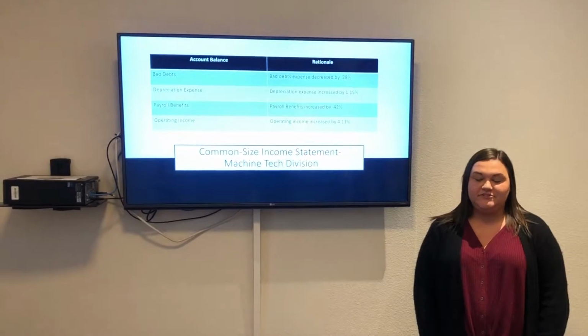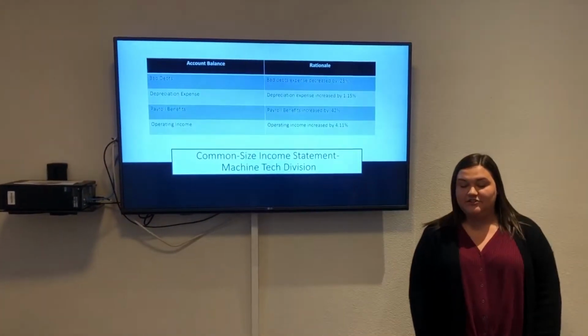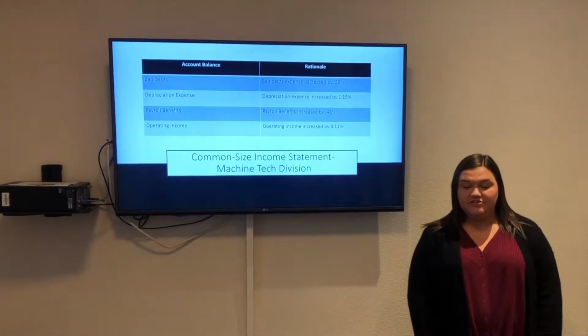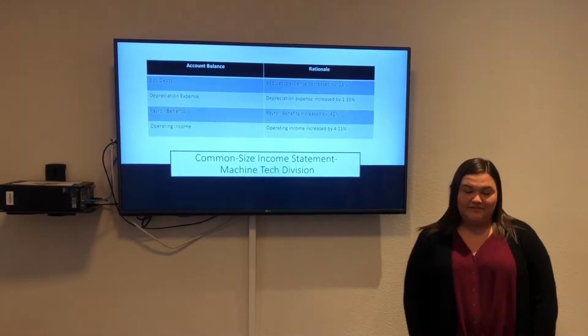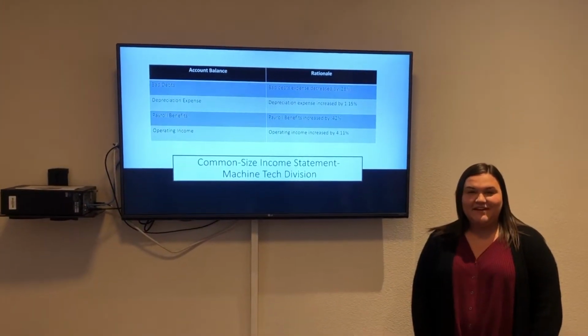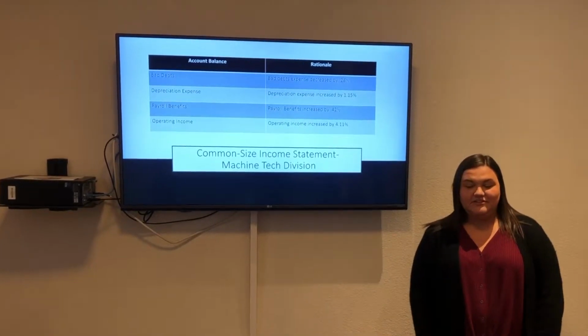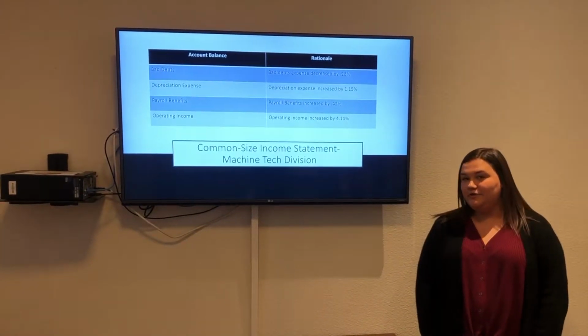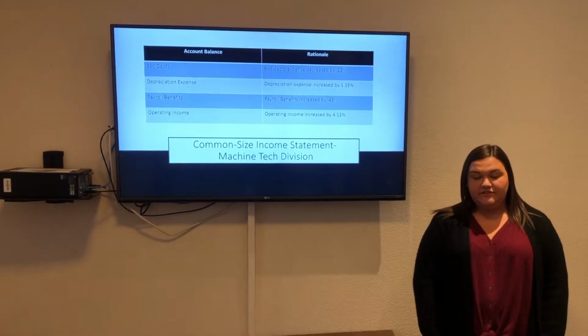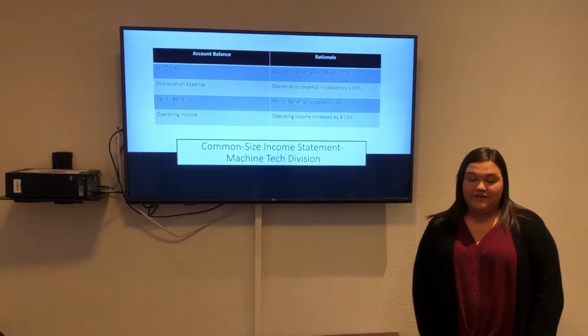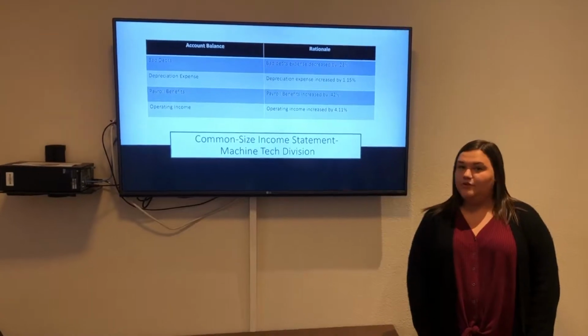Accounts with concern for material misstatement for the Machine Tech division are bad debts, depreciation expense, payroll benefits, and operating income. Bad debts decreased by 0.28%, depreciation expense increased by around 1%, payroll benefits increased by about 0.5%, and operating income increased by 4.11%.